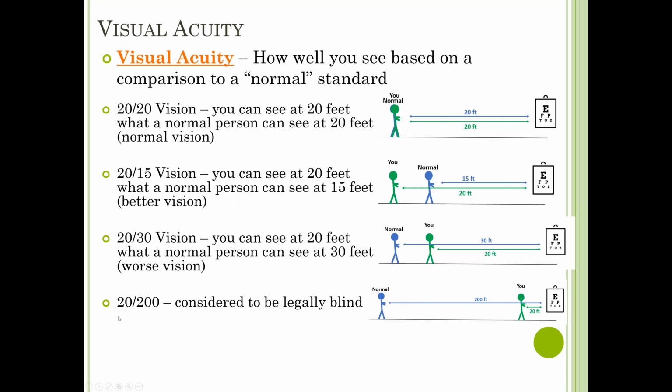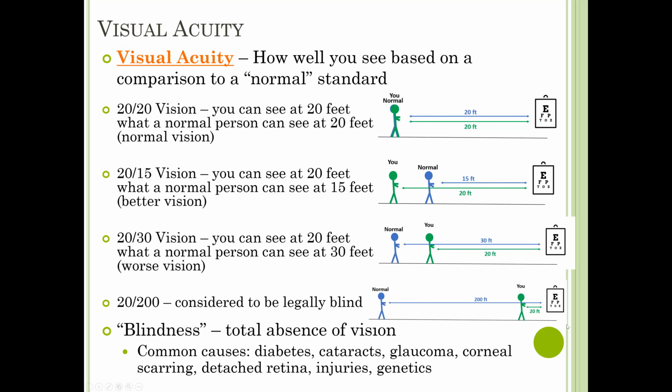Visual acuity of 20/200 is when a person is considered to be legally blind and they wouldn't be able to get a driver's license. And so to illustrate this, you would have to be 20 feet away to see something that a normal person could see from 200 feet away. So basically you have to be right up on it. If you go any farther than this, you can no longer see it.